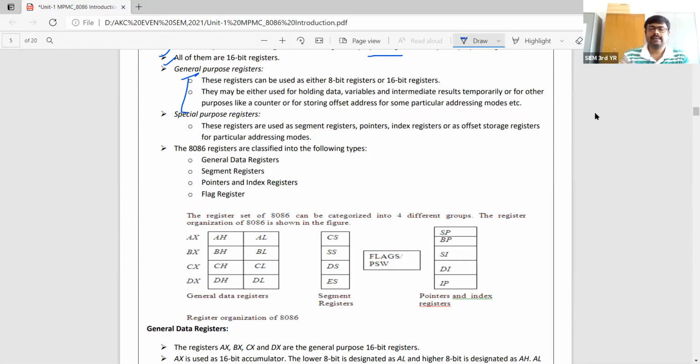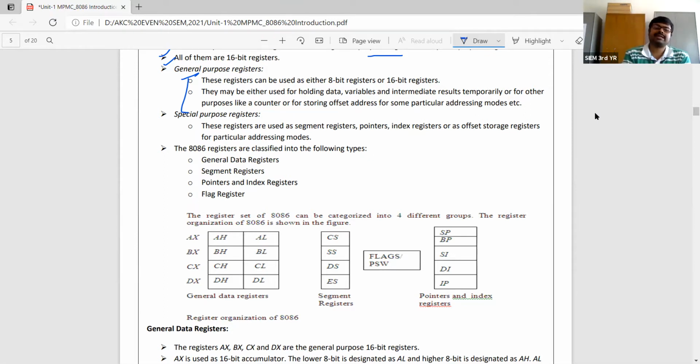Variable means the different temporary variables we are keeping intact. And intermediate results means that, suppose we are performing addition or subtraction tasks, or via a memory operation, some intermediate results arise. To store the temporary data for a certain time period, we use these intermediate results temporarily, or for the purpose of a counter, or for storing offset address for some particular addressing modes, etc.